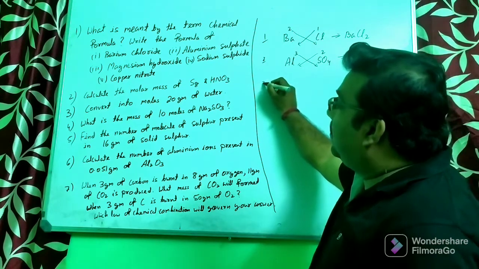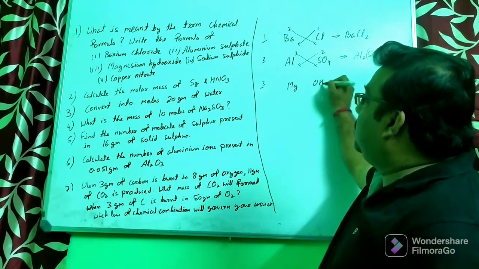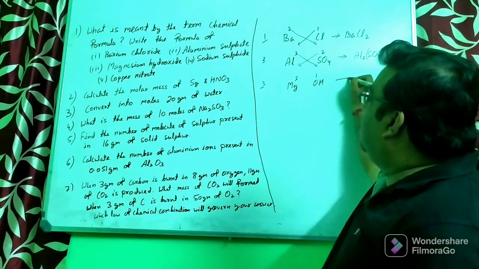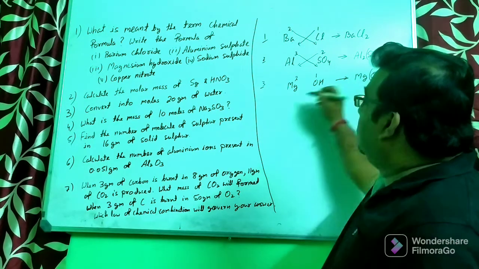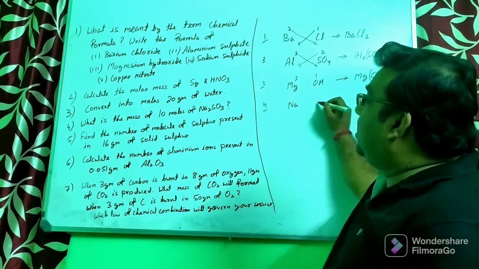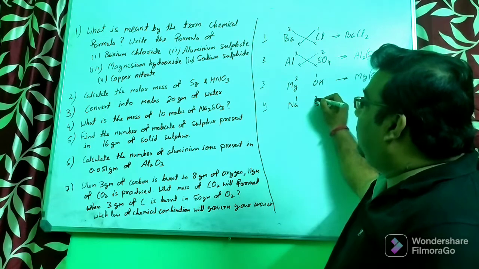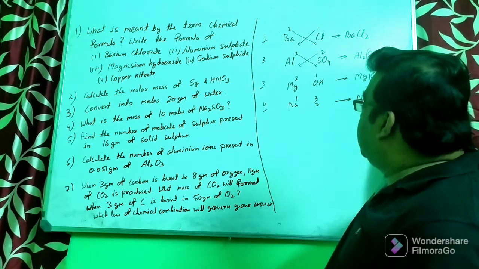The next one is magnesium hydroxide. Mg and OH. Magnesium has a valency of 2 and hydroxide has a valency of 1. So it will be Mg(OH)2. And the next one is sodium sulfide. Sodium is Na and sulfide is S. Sodium has a valency of 1 and sulfide has a valency of 2. So the 2 goes on this side, and that will be Na2S.